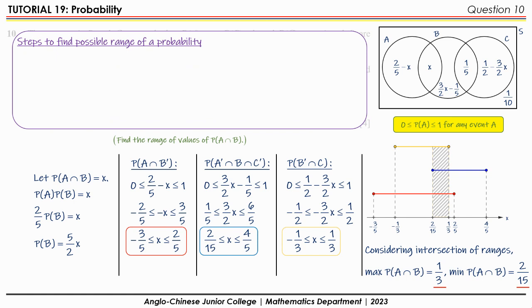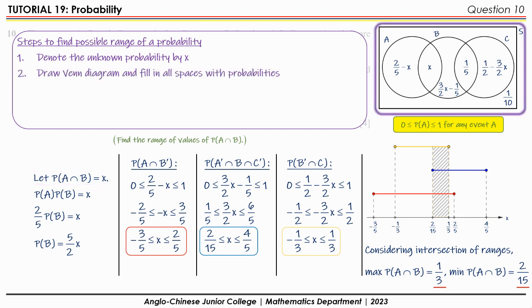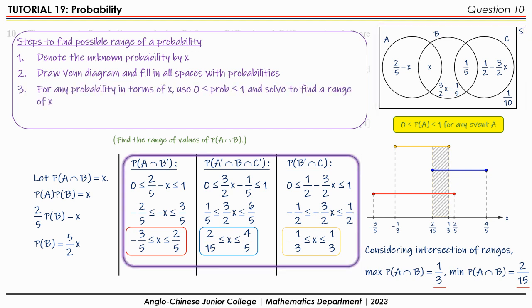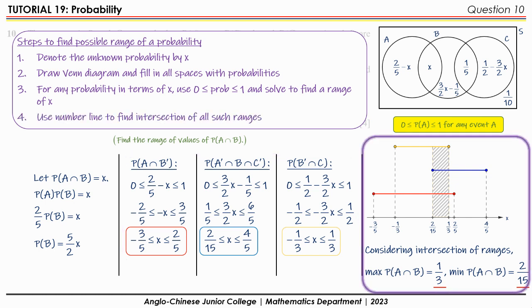Here's a summary of steps to take to find the possible range of an unknown probability. 1. Denote the unknown probability by the variable x. 2. Draw a Venn diagram and fill in all spaces in the Venn diagram with probabilities, using both data from the question and standard probability formulas. 3. For any probability in terms of x, use the property that the range of any probability must lie between 0 and 1 inclusive, and solve the inequality to find a range of values for x. Finally, use a number line to find the intersection of all the ranges of x you have found in step 3.